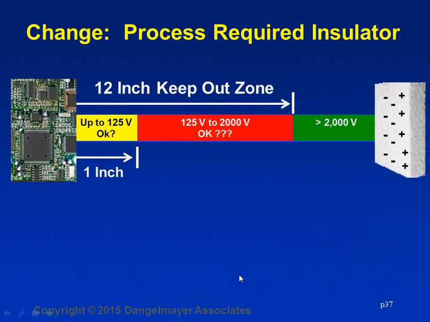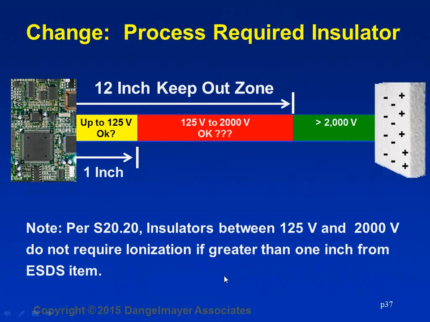But think about it. If 125 volts at 1 inch may be an ESD hazard, then 1,999 volts at 1.1 inches is certainly still an ESD hazard. So distance strategy alone is not a good way to keep your devices safe from fields on process essential insulators. And in fact, between those voltage limits of 125 and 2,000 volts, ionization is not required if the distance is greater than 1 inch. So a distance strategy alone is not sufficient to protect your devices.